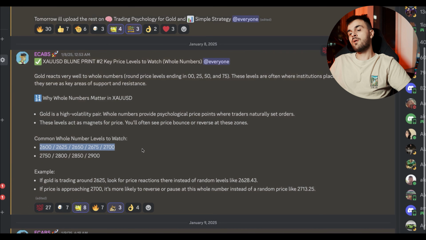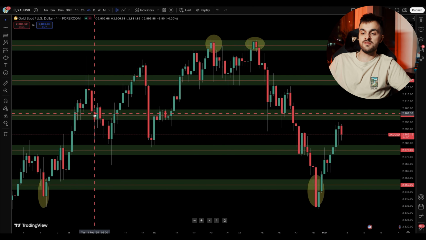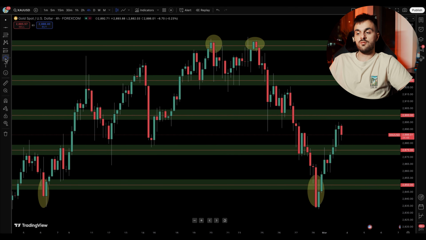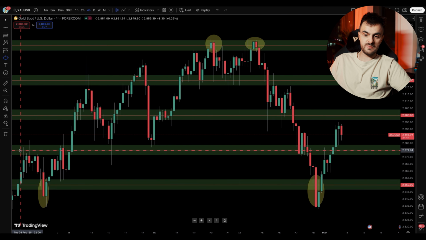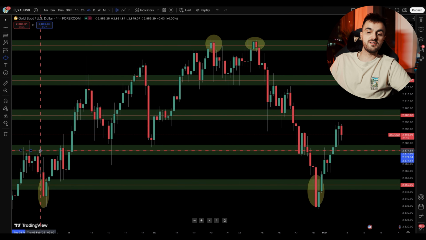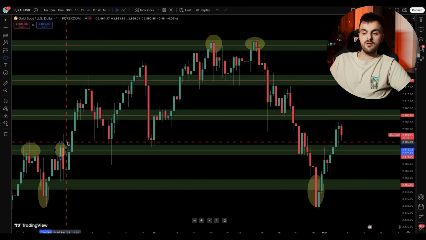But when we talk about, let's say again, support and resistance, because that's one of the reasons why whole numbers matter. They serve as key support and resistance areas. So let's just take a quick little analysis here on gold and see what we can see from these quarters. Look at 2,875. What do you see? You see a resistance formed here. What do you see when price comes back? Another resistance formed.